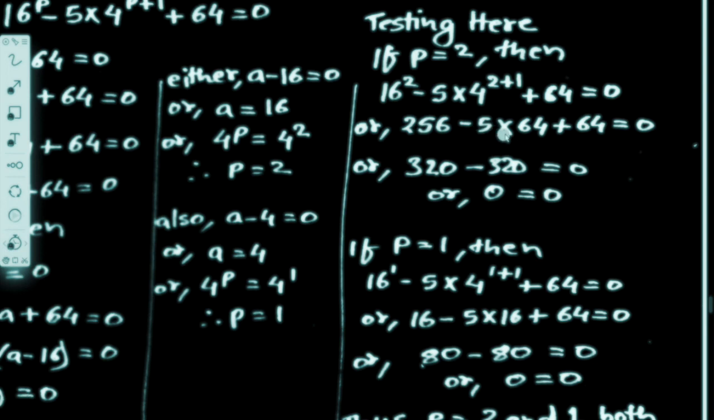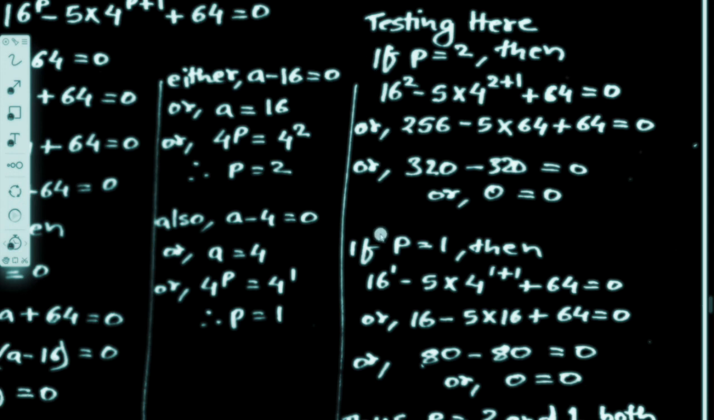256 plus 64 is 320, and 5 into 64 is 320. So 320 minus 320 equals 0, or 0 equals 0. Both sides come the same. It means the value p equals 2 satisfies our equation. In this way, p equals 2 is our right answer.